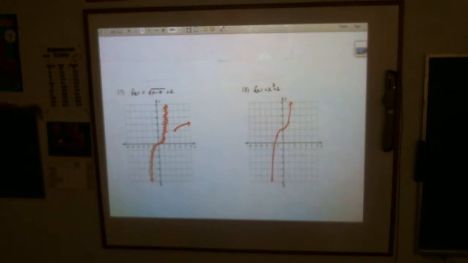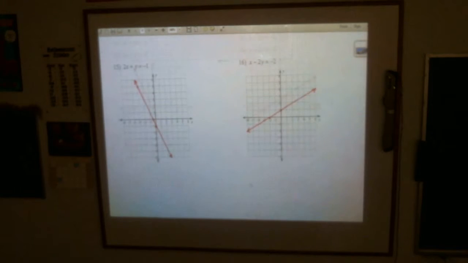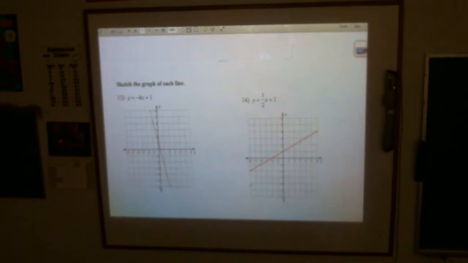18 is just your typical x cubed curve, but it starts up two, so it should be right there. And 19 and 20. For 19, the domain and range are both all real numbers. For 20, the domain is all real numbers, and the range is y is greater than or equal to -2. 14, for those of you who can't follow along, is right there.